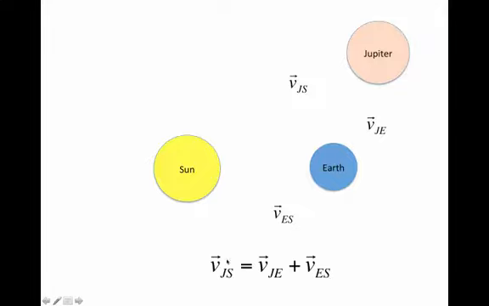And then if we use our equation, I know the velocity of Jupiter as measured from Earth. I know the velocity of the Earth relative to the sun. And if I add those together using vector addition, right, these are vectors because they have a direction and a value, then I can get the velocity of Jupiter as measured from the sun.